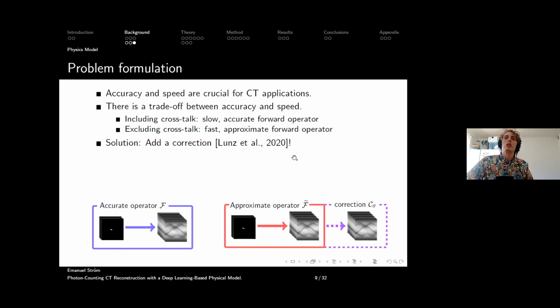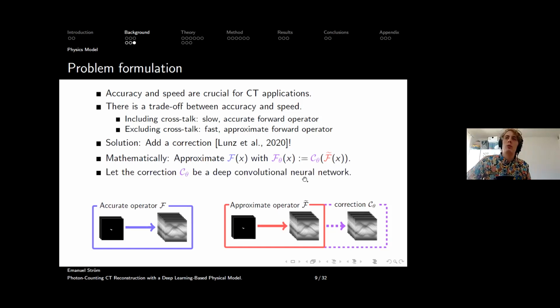So this was originally, or maybe the paper that we based this thesis on is this paper here, and they use this for another type of medical imaging, but the idea is the same. So mathematically, we just essentially compose this approximate forward operator with a new function here that corrects the physical inaccuracies in this model. And the deep learning comes into play here because we let this c theta be a deep convolutional neural network. Okay.